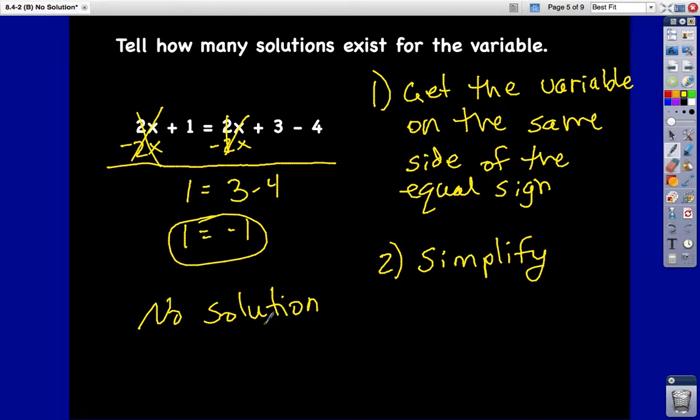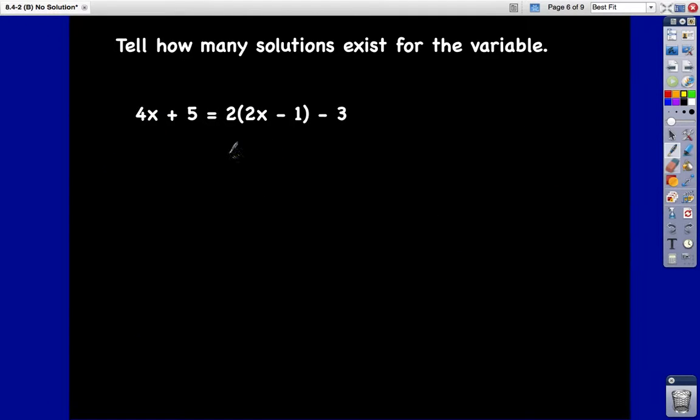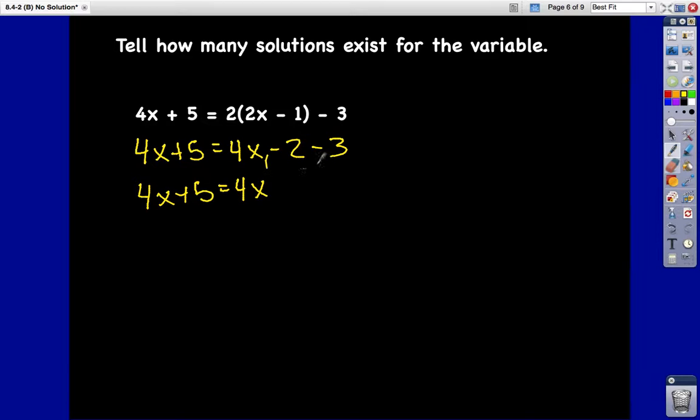Let's look at one more. Tell how many solutions exist for this. Well, this one's a little trickier. We have to do distribution first. I'm still going to try to move variables over, so I'm going to rewrite the left-hand side here. Distribute this 2 to both terms like we've learned. So 2 times 2x is 4x, and then 2 times negative 1 is negative 2, minus 3. I'm just going to show you right here real quick. The next line, instead of subtracting 4x, we could just simplify this part right here and combine terms. Negative 2 minus 3 is negative 5.